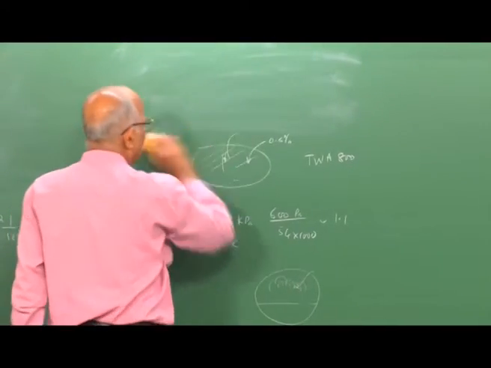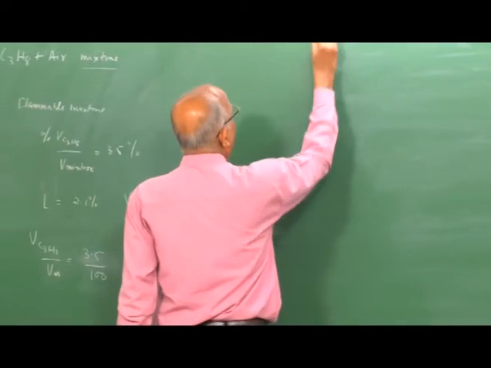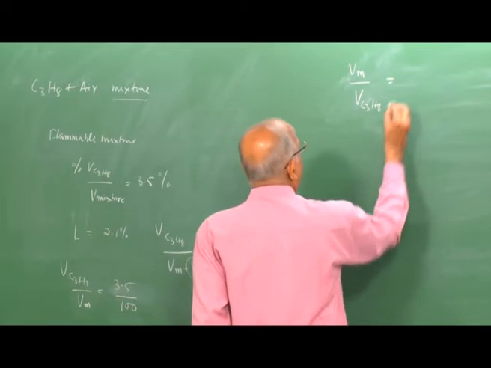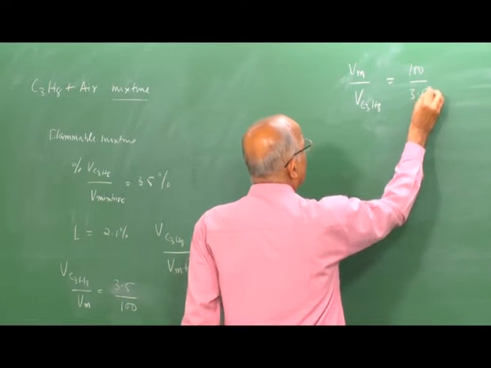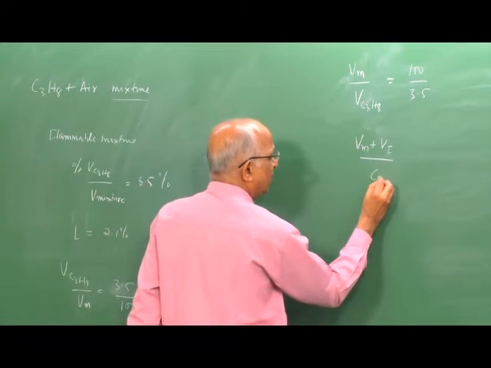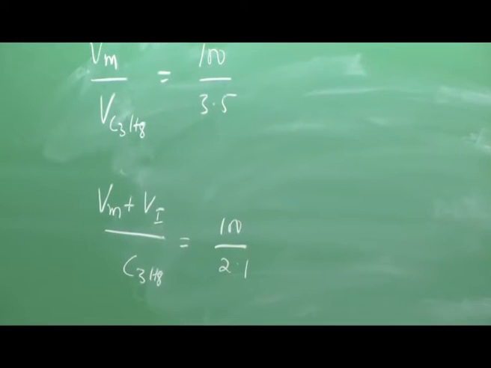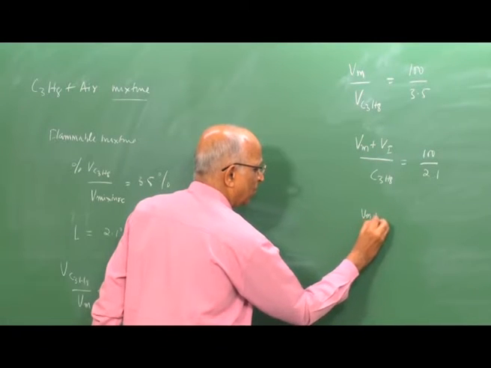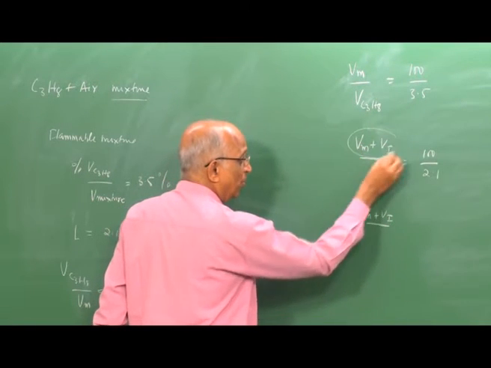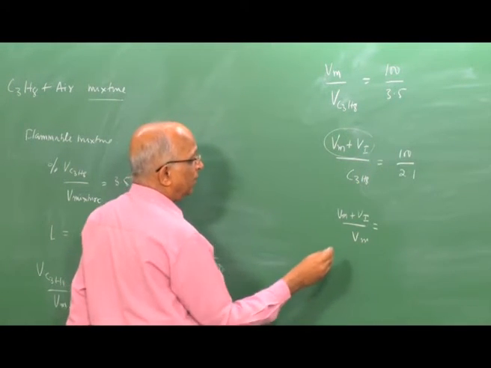Therefore, I take the inverse of both the equations, and I have volume of mixture divided by volume of C3H8 is equal to 100 by 3.5, and now I get from the second equation volume of mixture plus volume of the inert gases divided by C3H8 is equal to 100 by 2.1. Therefore, I get the value of volume of the mixture plus volume of the inert gases, that is the original mixture, mind you, to which I have added this, becomes the new mixture now, divided by volume of the mixture is equal to dividing one by the other, and what is it I get?